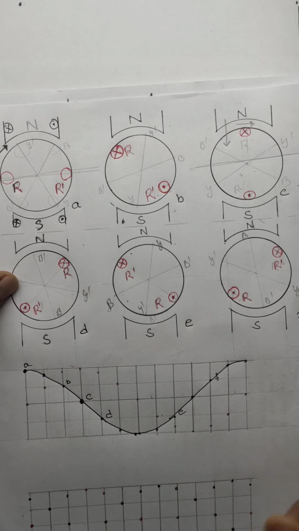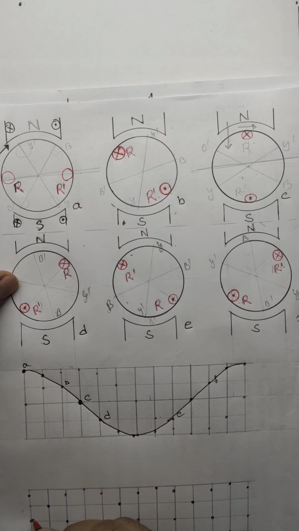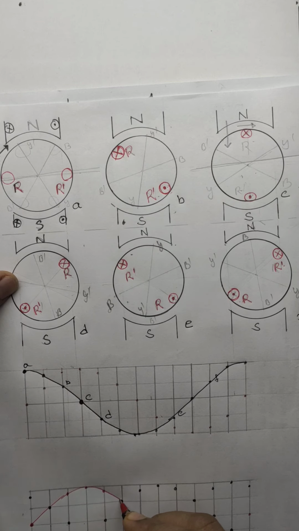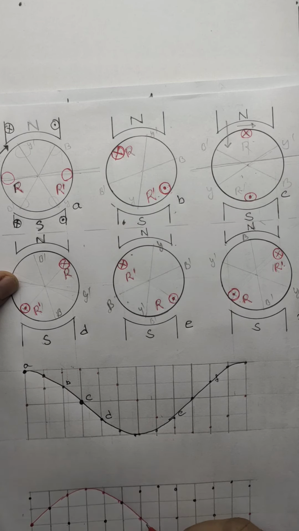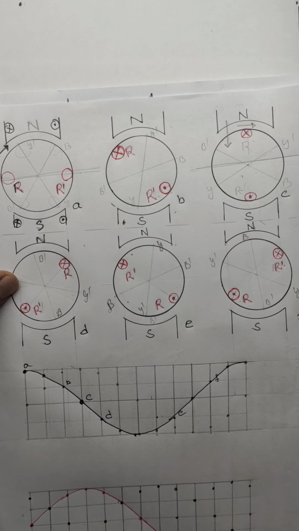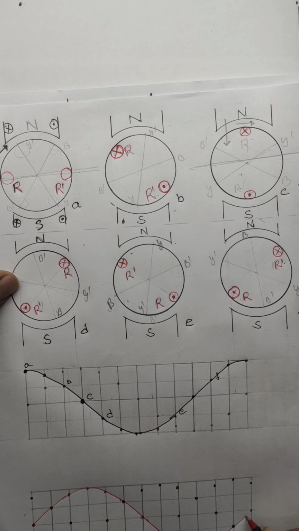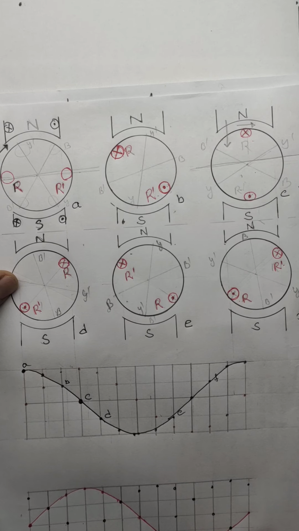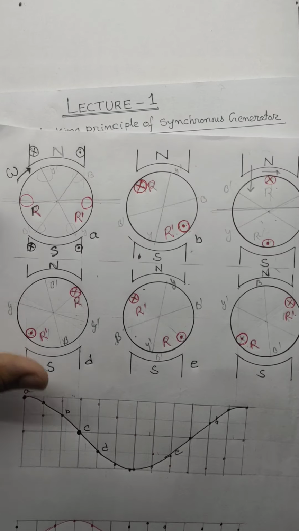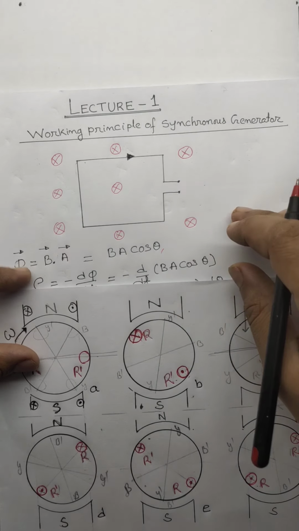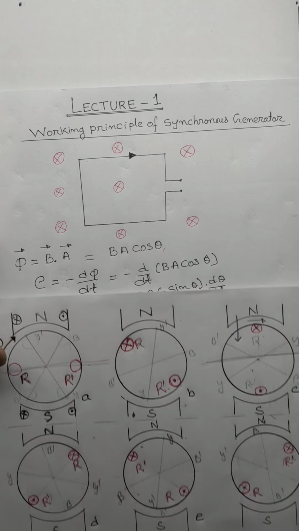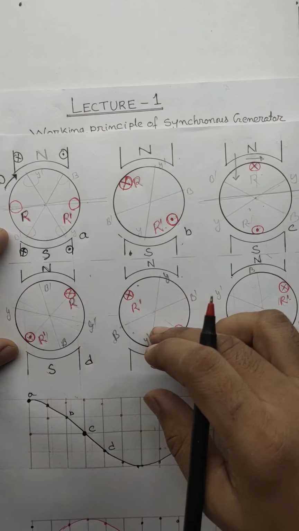And corresponding to this will be the induced EMF. This is exactly the same thing that we have discussed previously, that my flux linkage is varying cosinusoidally, and accordingly my induced voltage, which is the rate of change of flux linkage, is varying sinusoidally. So whatever we have discussed here mathematically from here to here, we are explaining the same thing graphically.